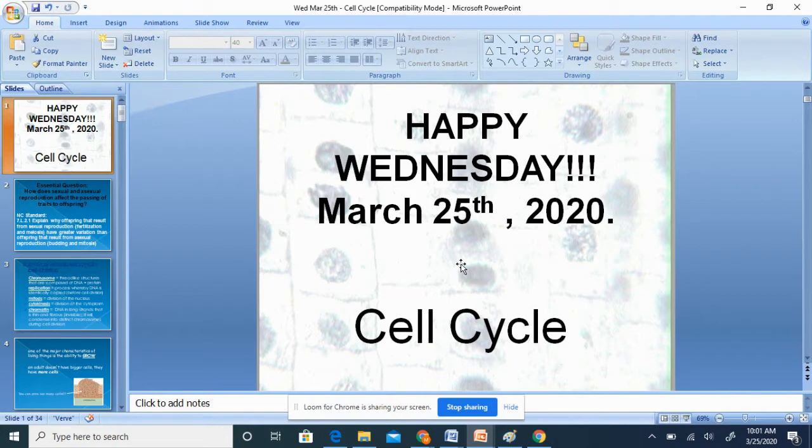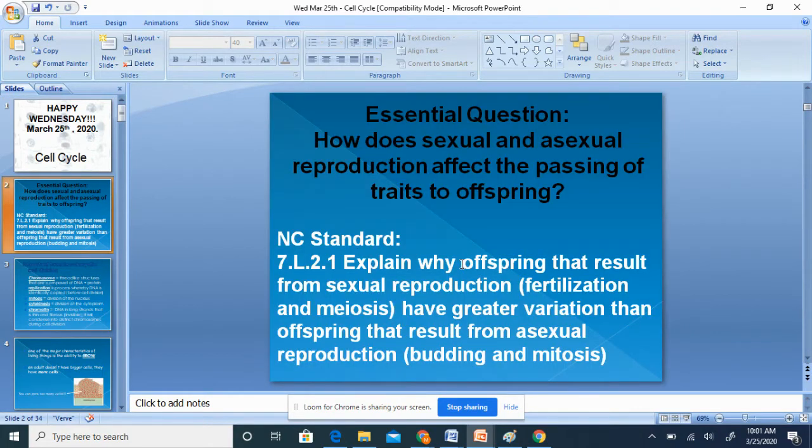What we're actually doing is trying to understand, as an essential question, how does sexual and asexual reproduction affect the passing of traits to offspring? So how the DNA can be divided and how it can bring the information to different cells throughout the entire cycle, especially during the division process. And that's according to the North Carolina standards that you can see right there.